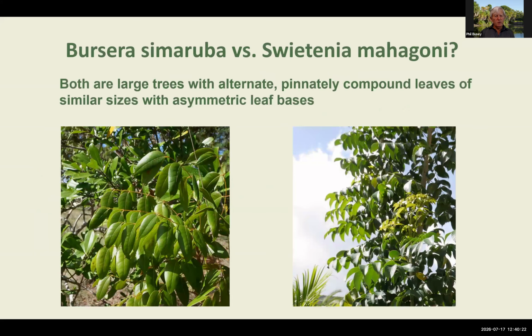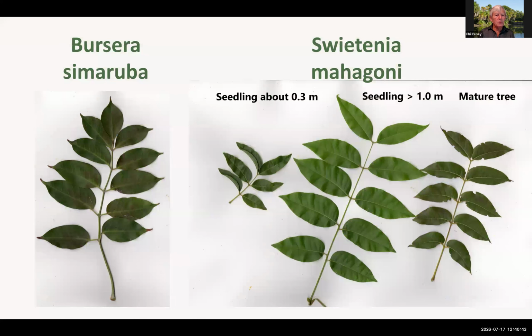Here's a good example of 2 things that look very similar from a distance as far as their leaf. The one on the left is pretty shiny. The one on the right is pretty shiny. Both are large trees with alternate pinnately compound leaves of similar sizes with asymmetrical leaf bases. Here's where technical traits help us enormously.